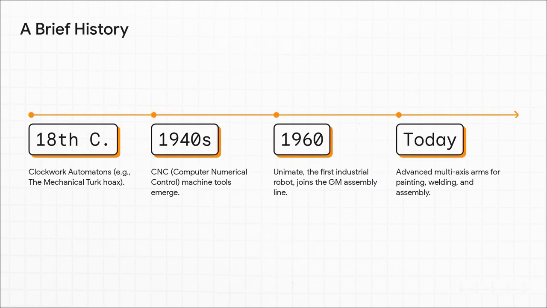And you know, this whole idea is not some brand new thing. The journey really started centuries ago with these amazing, almost magical clockwork figures. Then it evolved into computer-controlled tools in the 40s, and then, boom, the 1960s hit, and we get the first real industrial robots on assembly lines, which have since evolved into the incredible machines building our world today.